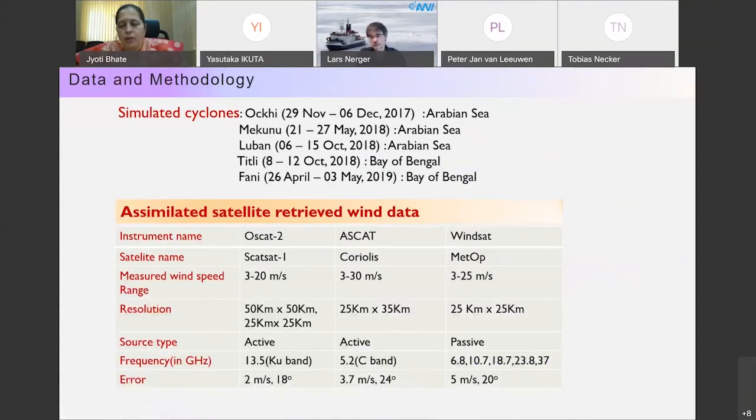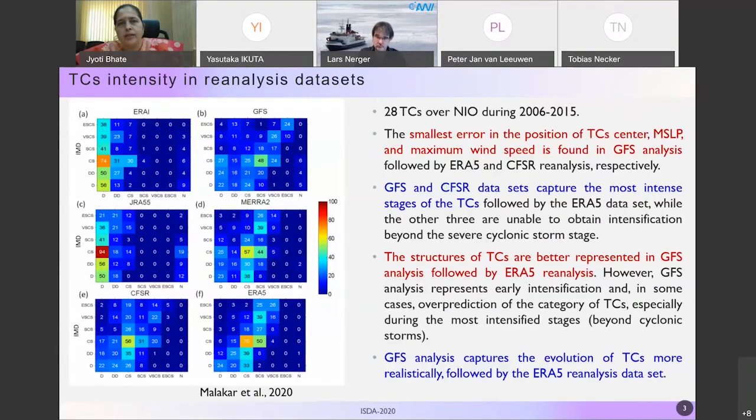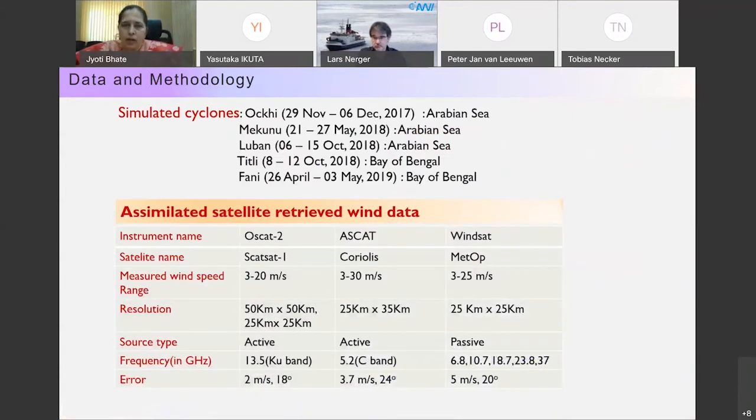we have decided to generate a mesoscale reanalysis for studying the tropical cyclones over the North Indian Ocean. We have taken 5 cyclones over the Arabian Sea and Bay of Bengal basins. Ockhi was formed over the Arabian Sea during 2017. Mekunu, Luban, and Titli were formed over the Arabian Sea and Bay of Bengal during 2018. And Fani was a category 5 cyclone, which was generated over the Bay of Bengal during 2019.